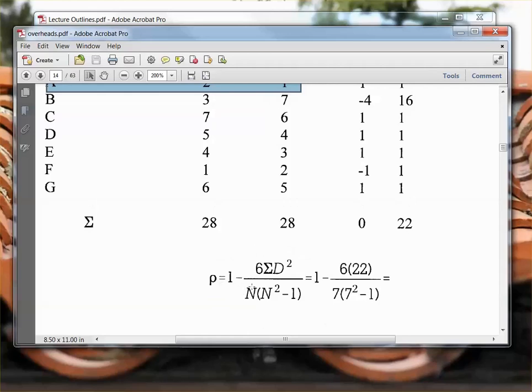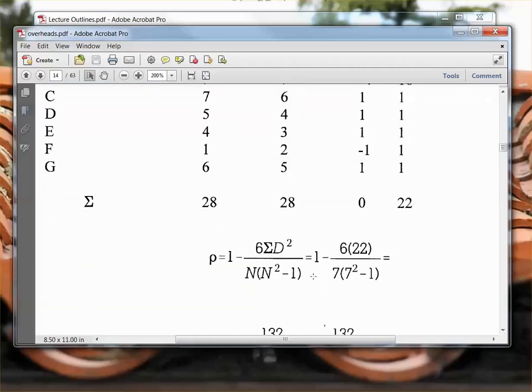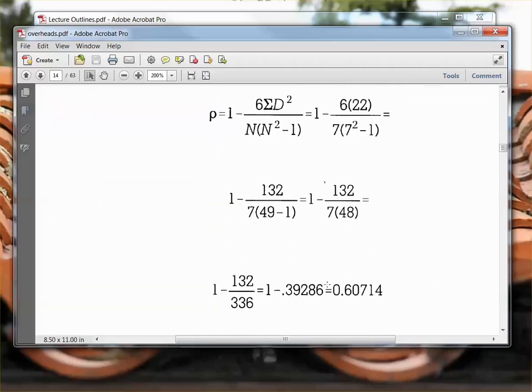So we have 1 minus, and then you have 6, which is a constant, sum of D squared. So that's our ranking score. Sum that up, 22. Pairs of scores. We had 7 pairs of scores. That goes into the bottom. Then you're going to reduce. Of course, you can do the math here. And your Spearman Rho is 0.607.